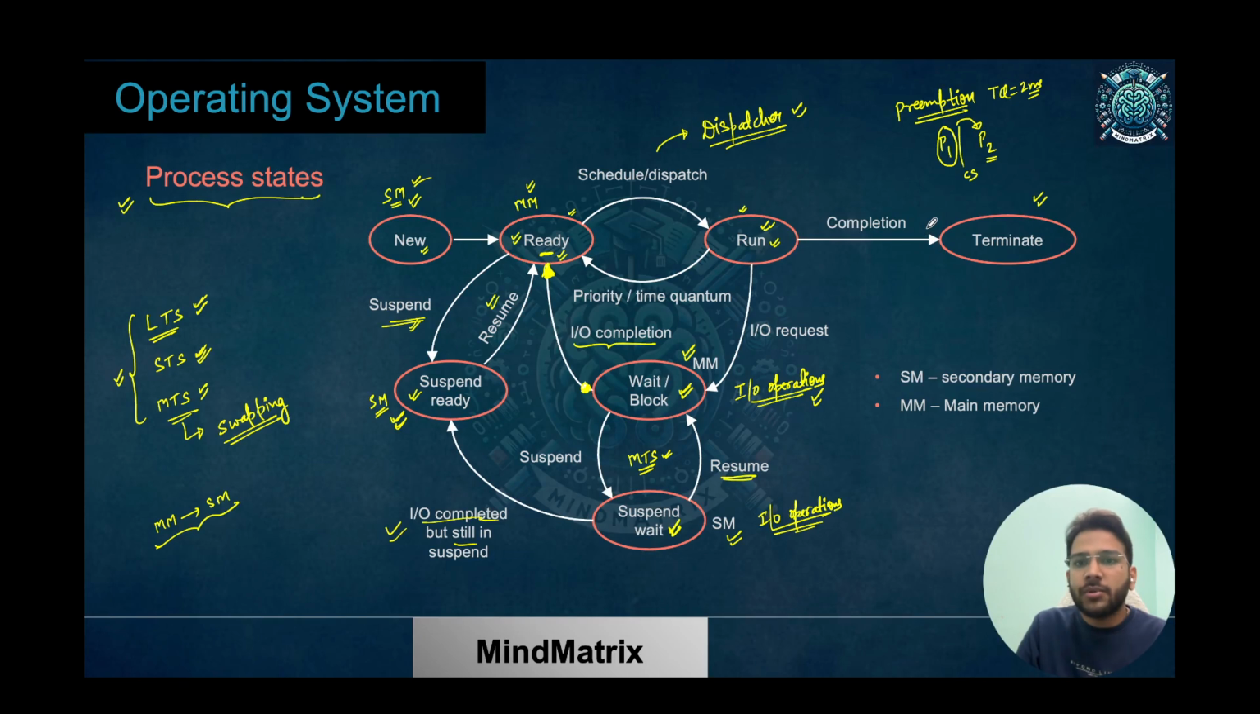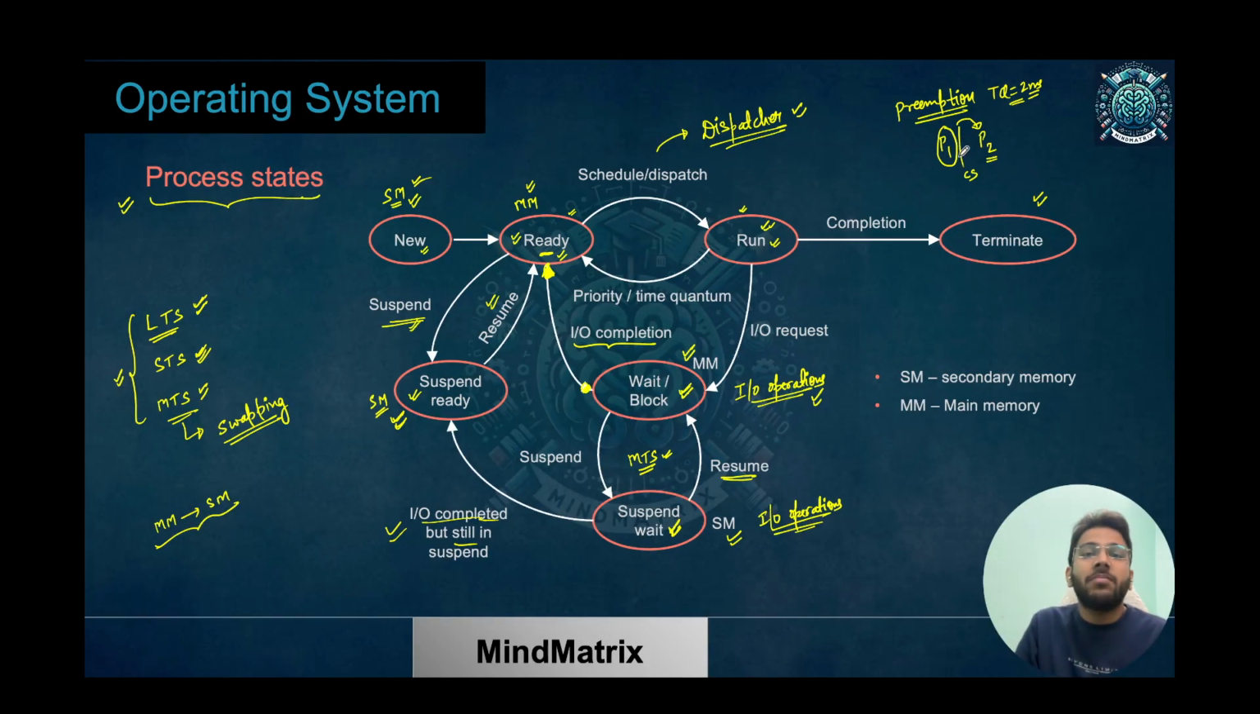So this is preemption. Clear? Now in case of preemption, there can be many cases. Let's say the time quantum is 2 milliseconds. After that you are going to give the CPU to another process. In that case also preemption can occur.